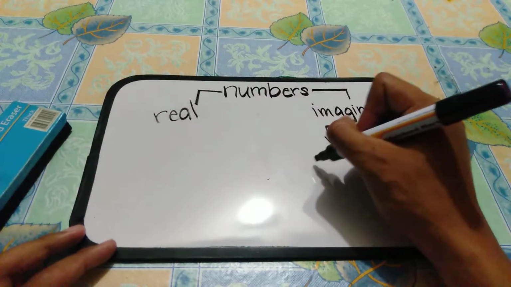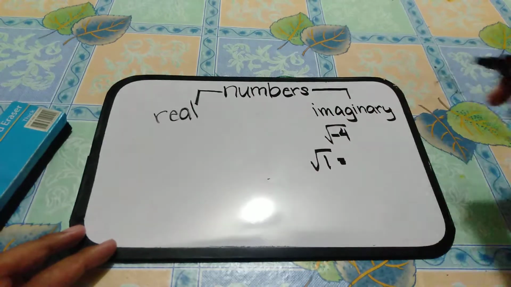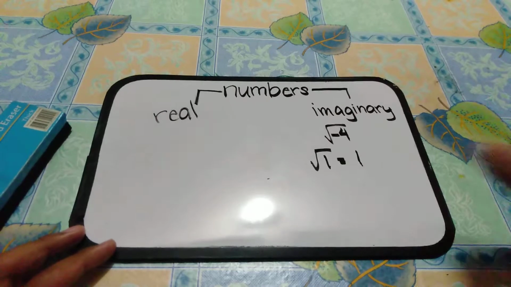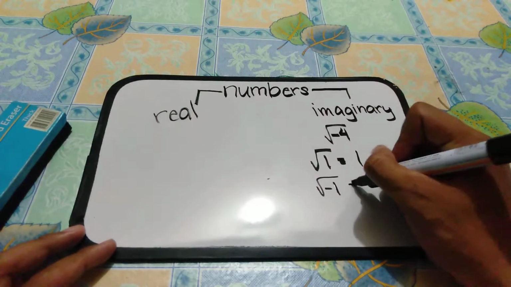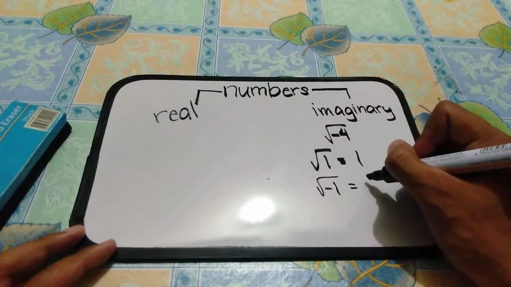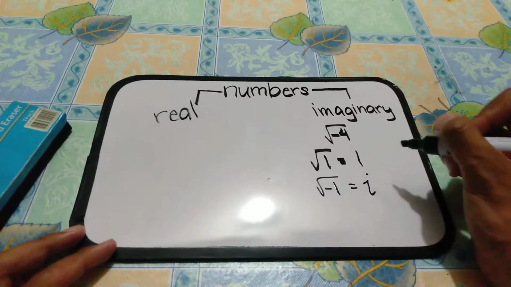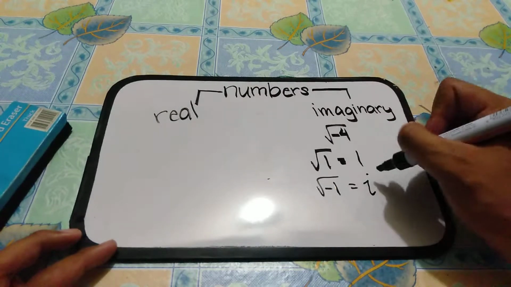For example, let's say we have square root of 1. Square root of 1 is 1. And the square root of -1 is imaginary, or i, that is in italicized and always in lower case.